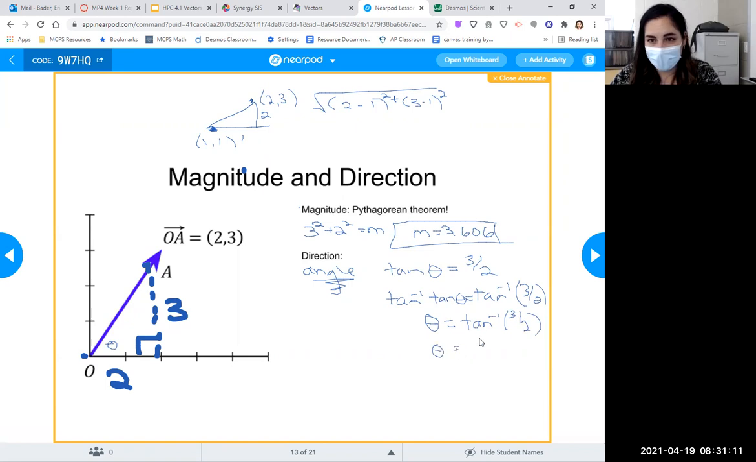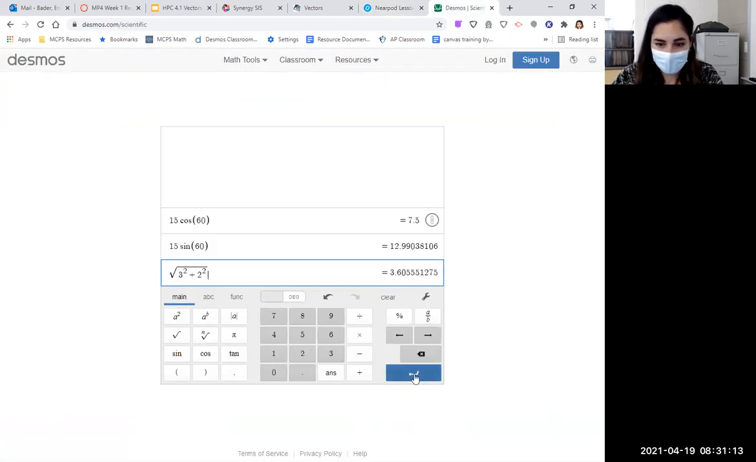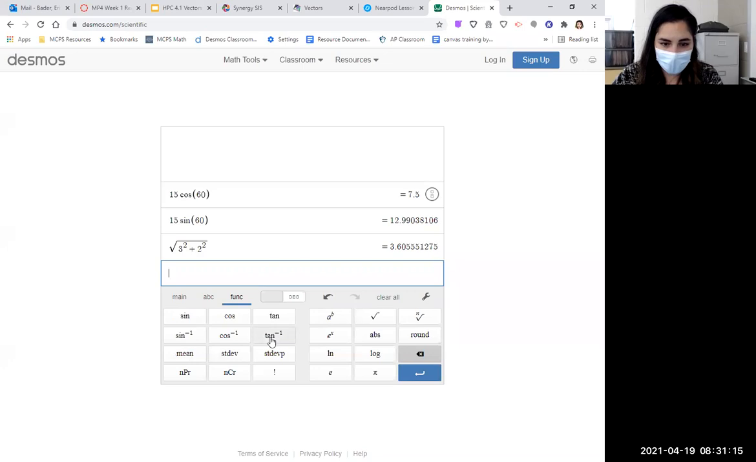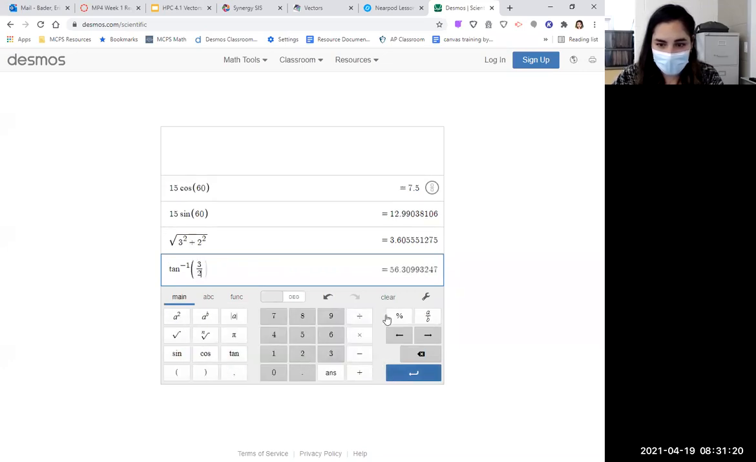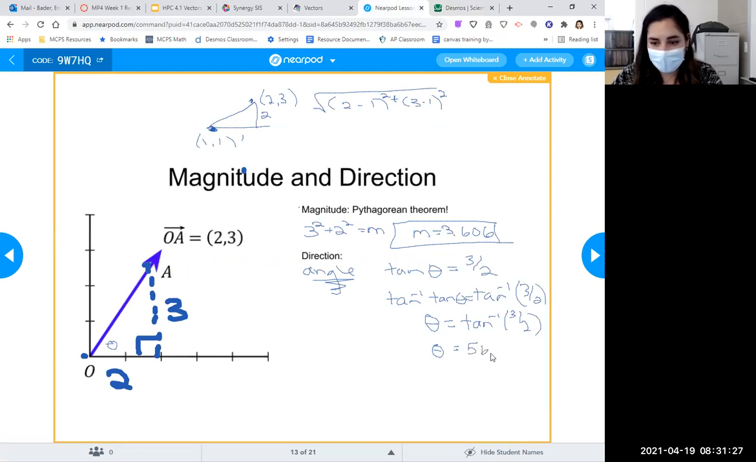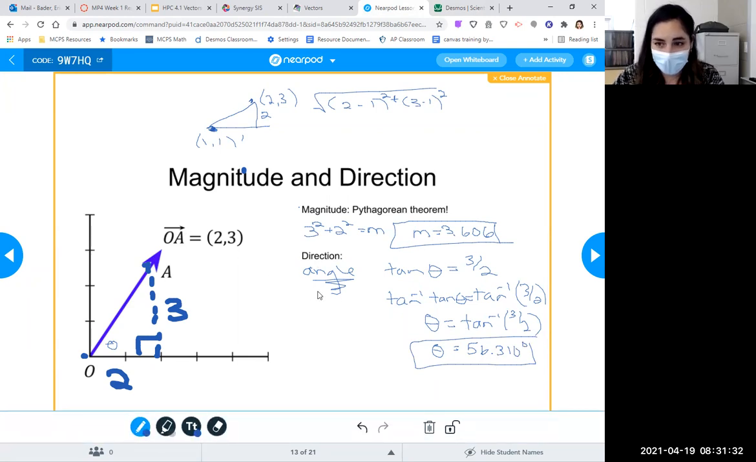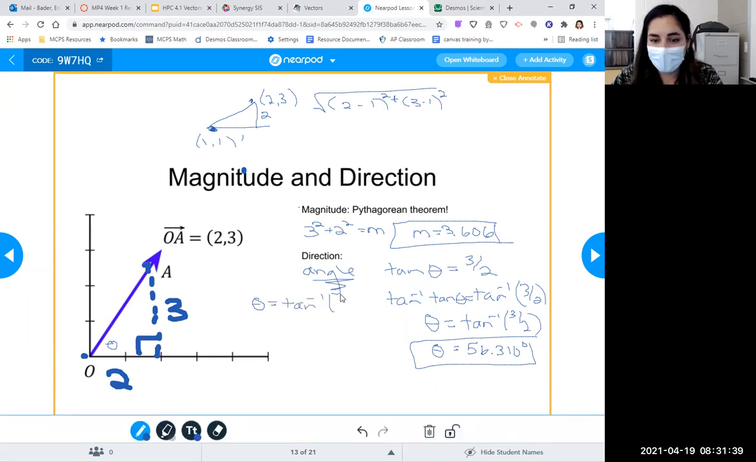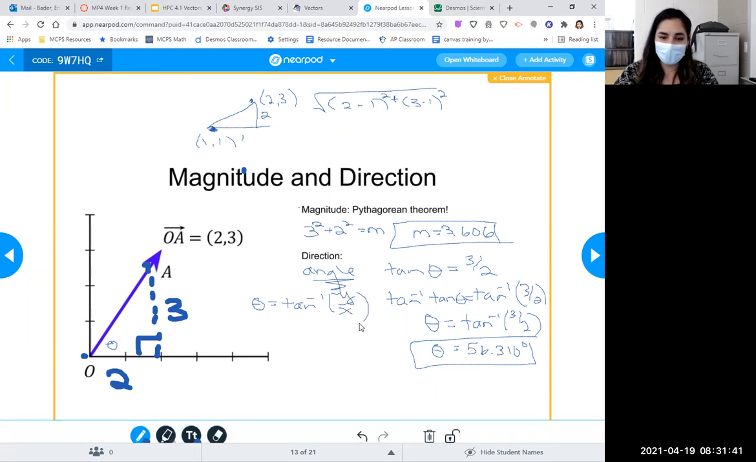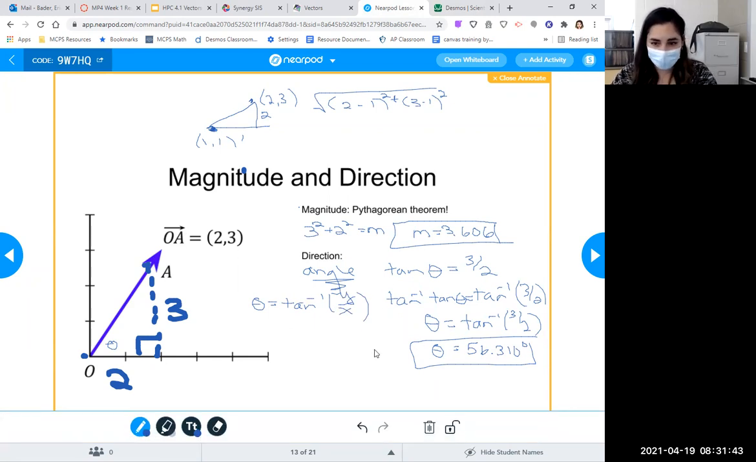So let's find that. So let's do a function inverse tan of 3/2, 56.3099, so 56.310. 56.310 is the angle. So anytime we want to find the direction, a good formula to go by is inverse tan of the vertical component over the horizontal component, because it's opposite over adjacent.